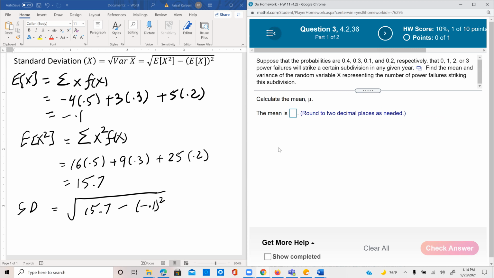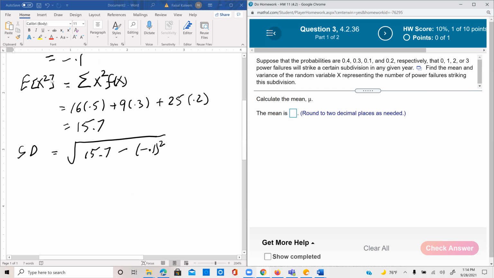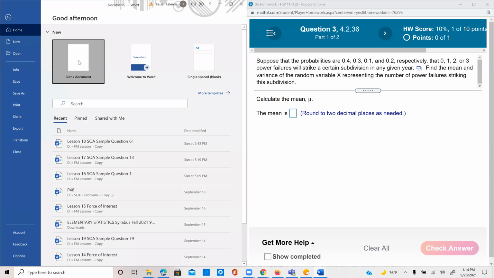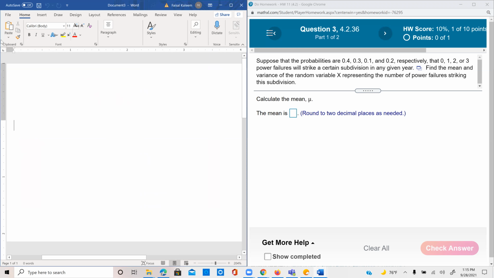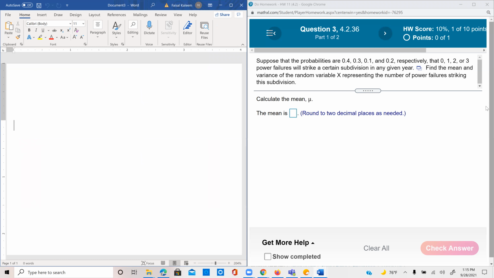Okay, suppose probabilities are 0.4, 0.3, 0.1, and 0.2 respectively. Let's do a new document. 0, 1, 2, or 3 power failures will strike. Find the mean and variance of x. So x is the number of power failures, so x would be 0, 1, 2, or 3.